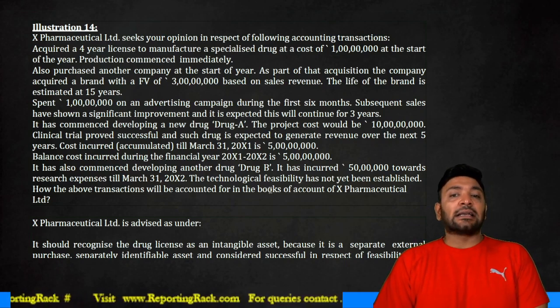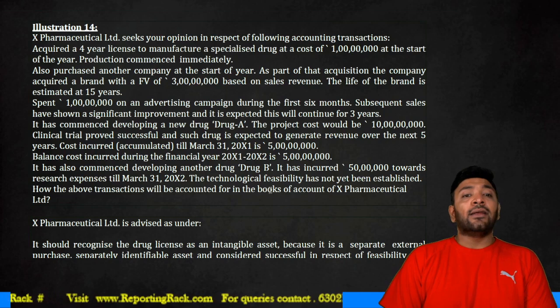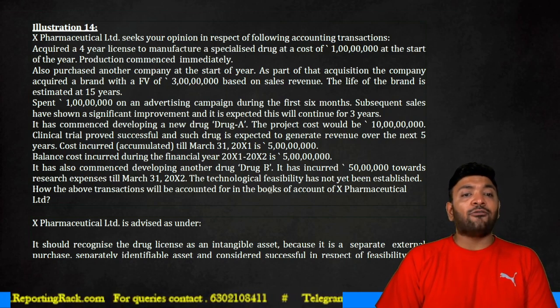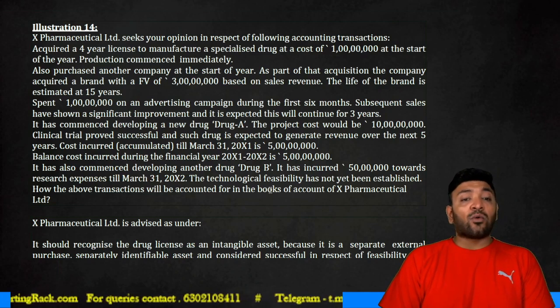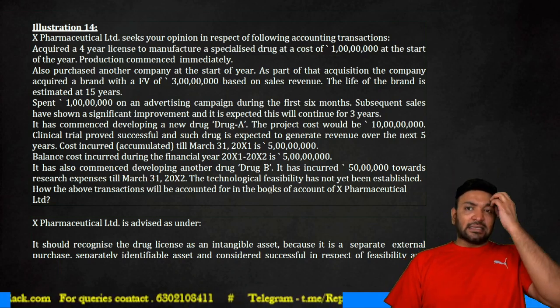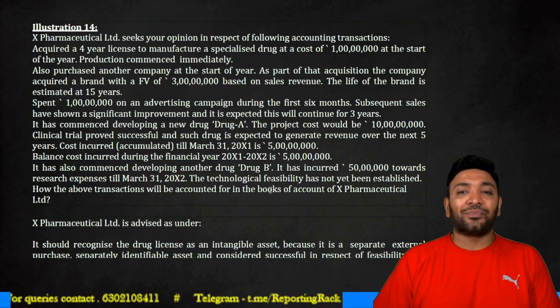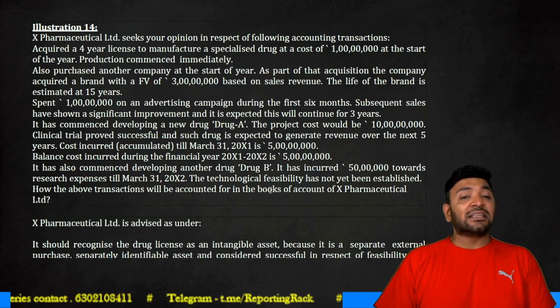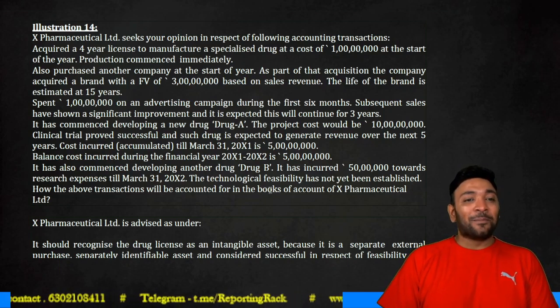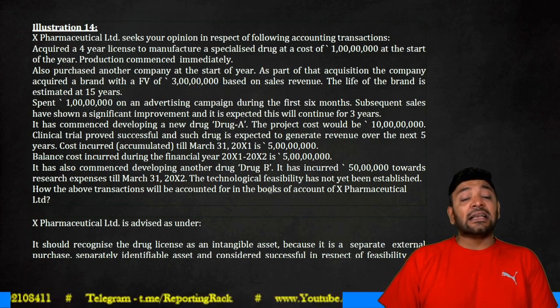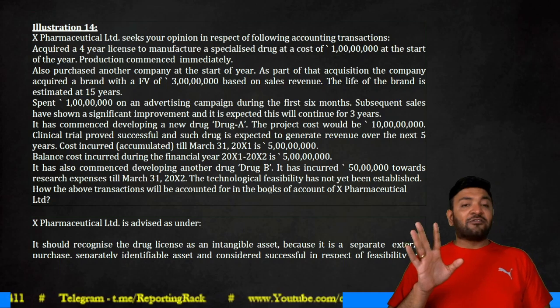First part. Second one. They purchased another company as a part of acquisition. They acquired a brand which had a fair value of 3 lakhs based on sale value. The brand is estimated to have a useful life of 15 years. Guys, they have acquired a brand. Can I capitalize this? Is it an identifiable intangible asset is the question. A brand cannot be considered as an identifiable asset because it is not possible to have a brand unless and until it is along with other manufacturing facility.